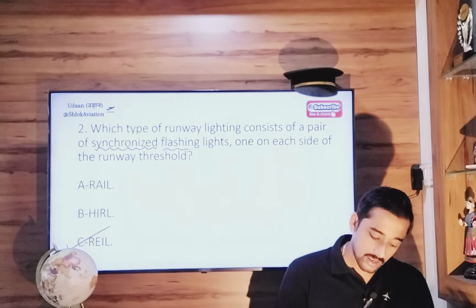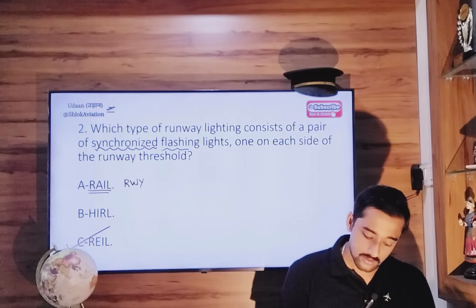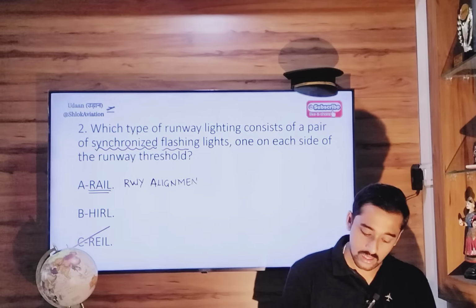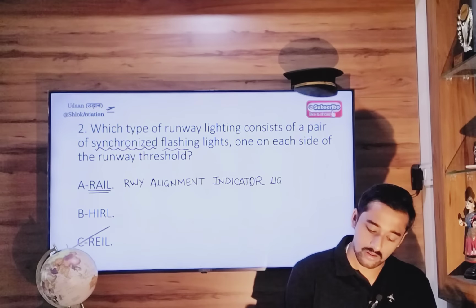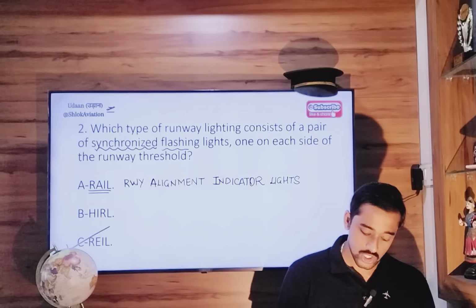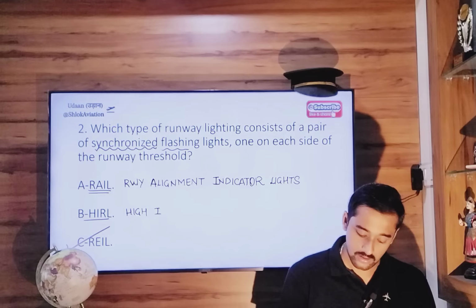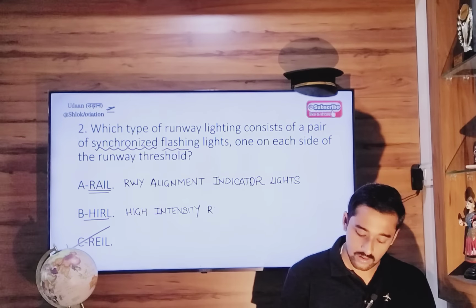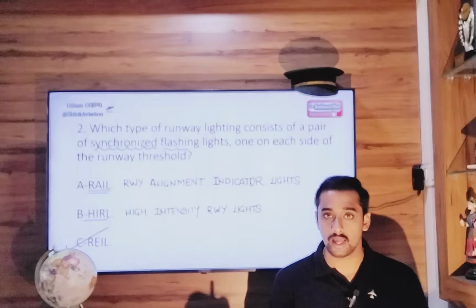Now what is RAIL? RAIL is runway alignment indicator lights. What is HIRL? High intensity runway lights.